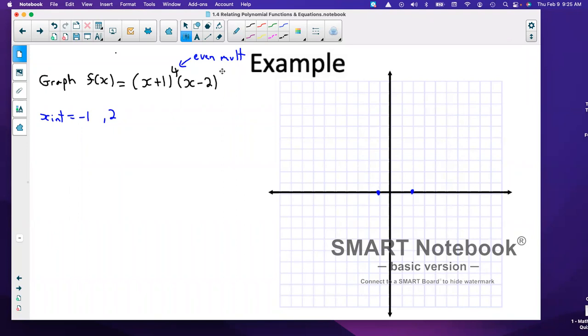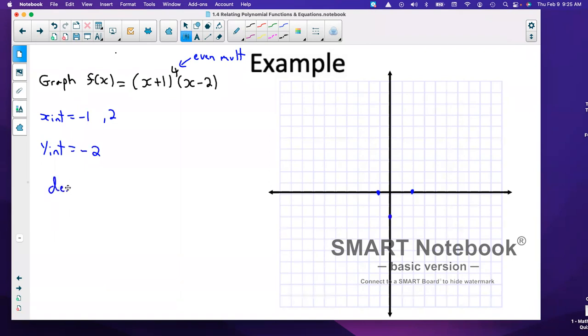We can also get our y-intercept. To get our y-intercept, we know that's where x equals 0, so we can just put zeros in for these x's. So that'd give us 1 to the power of 4 times -2. So 1 to the power of 4 is 1, times -2 would give us a y-intercept of -2.